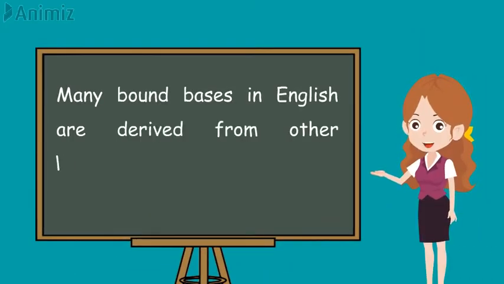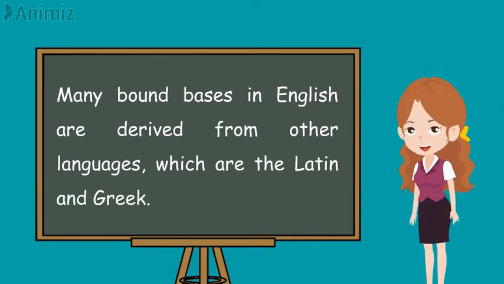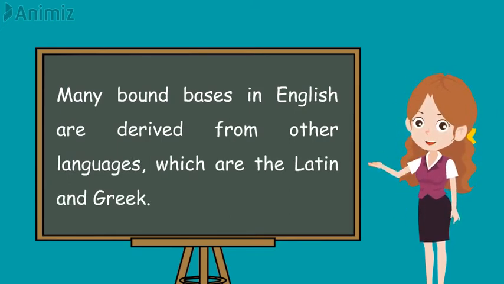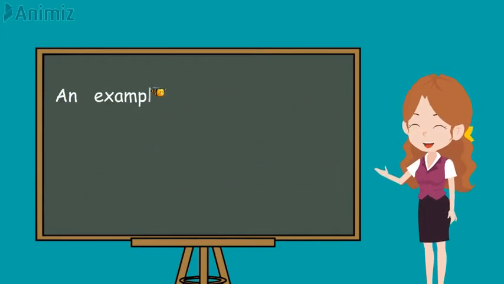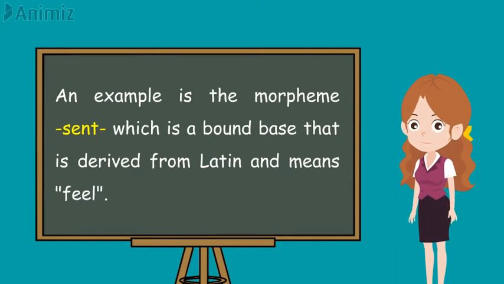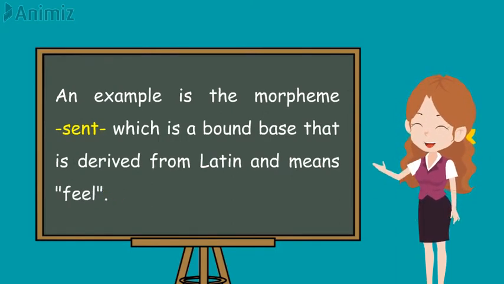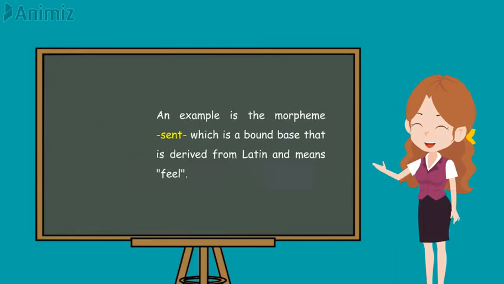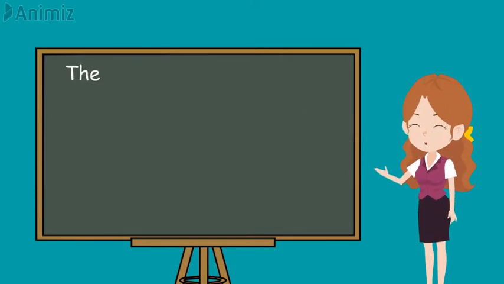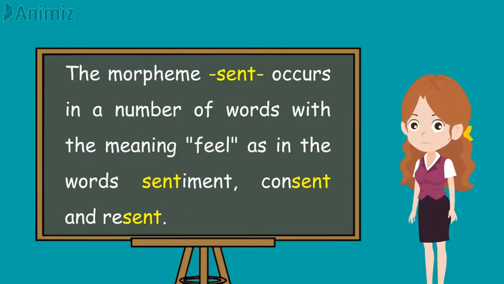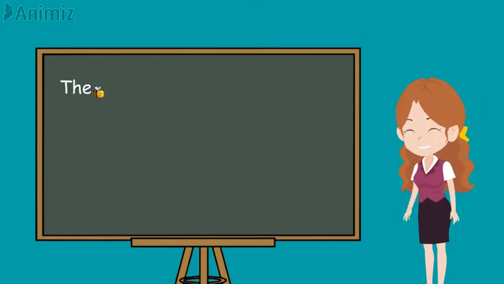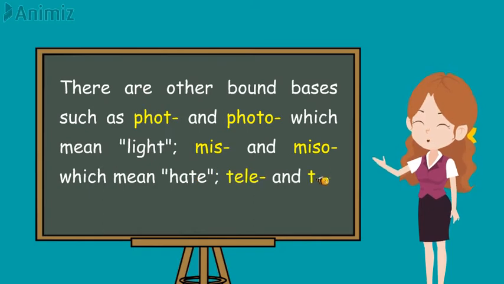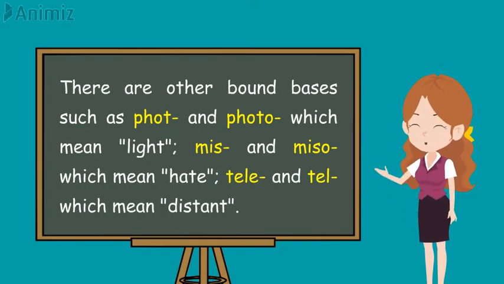Many bound bases in English are derived from other languages, which are Latin and Greek. An example is the morpheme scent, which is a bound base derived from Latin and means feel. The morpheme scent occurs in a number of words with the meaning feel, as in the words sentiment, consent and resent. There are other bound bases such as phot and photo, which mean light, mes and meso, which mean hate, tele and tel, which mean distant.